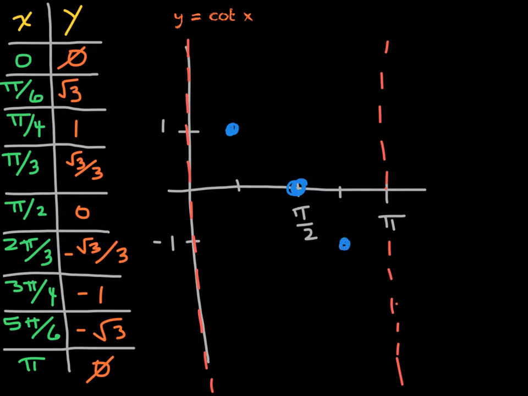So the graph has this shape here, very similar to tangent. This is the shape of the most basic cotangent function. All right, let's write down some observations.